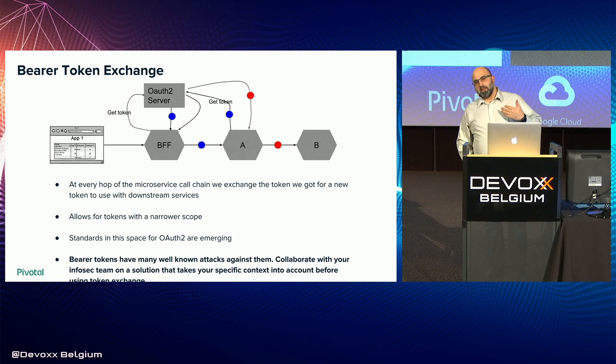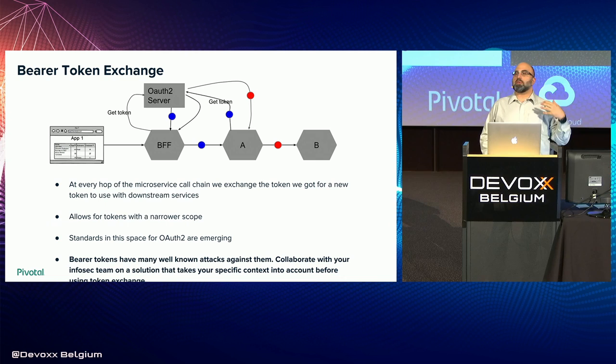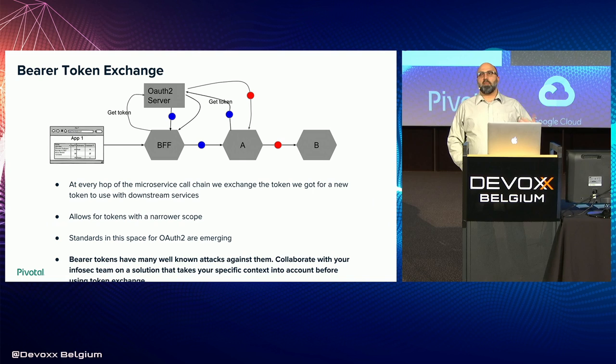Keep in mind that it's the honor system. Is there anything that's going to stop A from taking the blue token and calling B with it? No. It's just you're not supposed to do that if you want to implement the bearer token exchange. So you have to, again, work with your InfoSec team, make sure that whenever you're implementing these patterns, you've assessed all the risks to check that it's valid. The advantage of doing this kind of token exchange is to try to narrow the scopes that are in the tokens so that you don't have to pass it down. And that's basically the pattern.